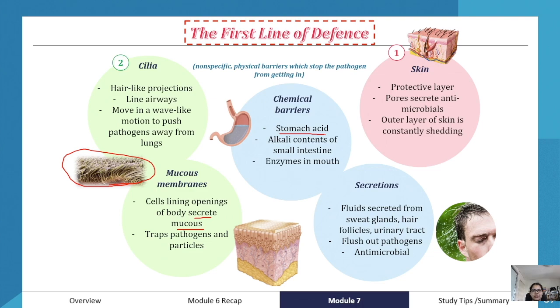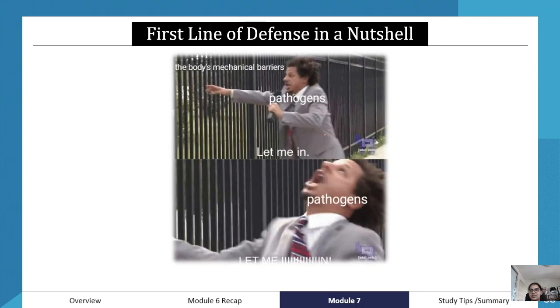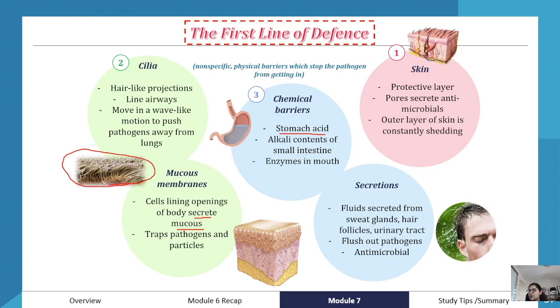So the first barrier is the skin, the second barrier is the cilia, then we've got chemical barriers, and so on. These two are related, I guess: cilia and mucous membranes, chemical barriers and secretions, and the first one is the skin. That's the main one. Then we've got cilia, then we've got chemical barriers. It's in the form where, at the very beginning, this is what the pathogen will encounter. If it makes it past the skin, it's going to encounter the cilia, and if it makes it past the cilia, it's going to encounter the chemical barriers in the body.